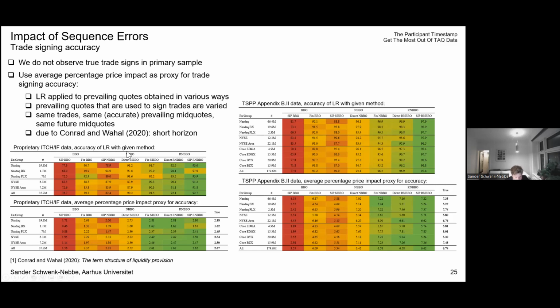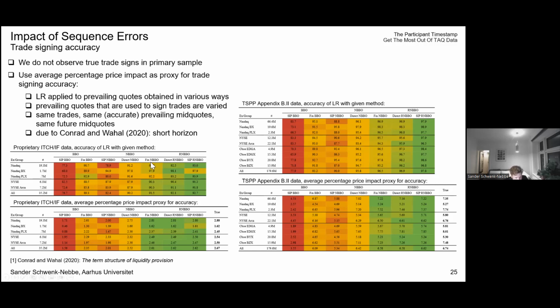So the first thing that I do is just obtain prevailing quotes with fixed NBBO, also direct NBBO, SIP NBBO with sequence errors, fixed BBO without sequence errors, but just using the BBO, and then SIP BBO again with sequence errors. And what we can see here, so let's start with this table here, we can see that we indeed get better trade signs when we fix sequence errors.